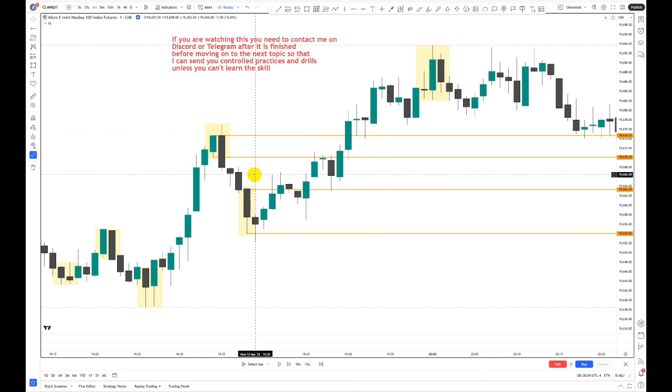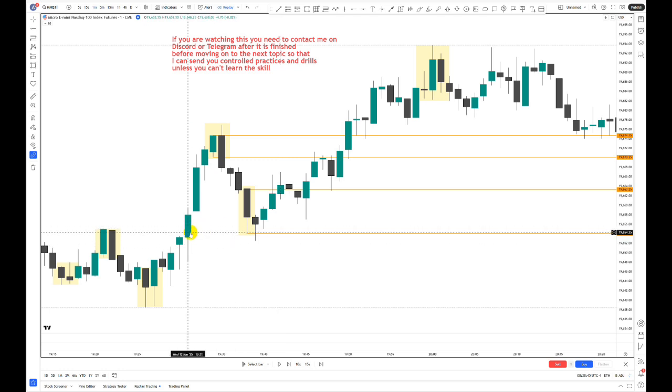If you are watching this one, you need to contact me on Discord or Telegram and get your practices on there. I will send them to you, and you need to work on them. Before even doing this exercise, you need to work on the GAN way of determining the swing. The second set of questions, practices and drills, are related to valid protected high and valid protected low. So far, you need to just work on valid GAN swing. So you need to learn how the order flow of the market is.